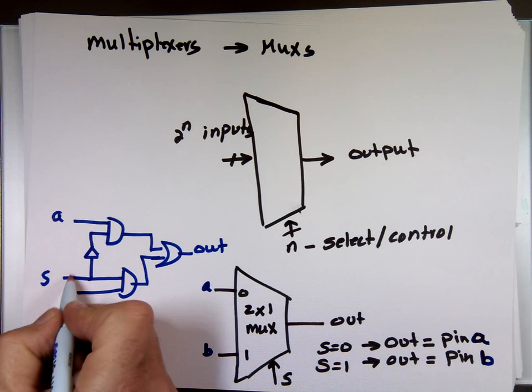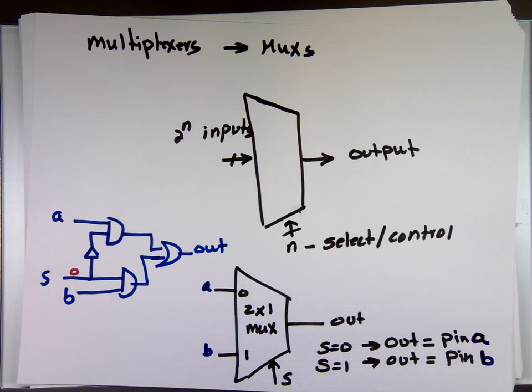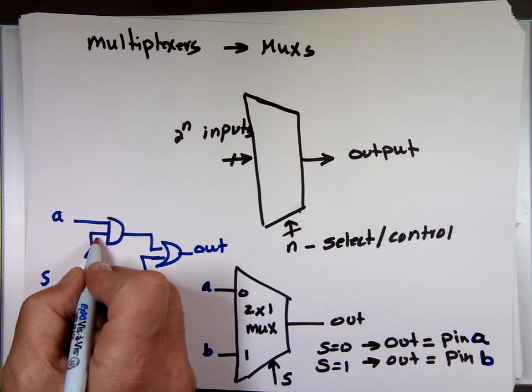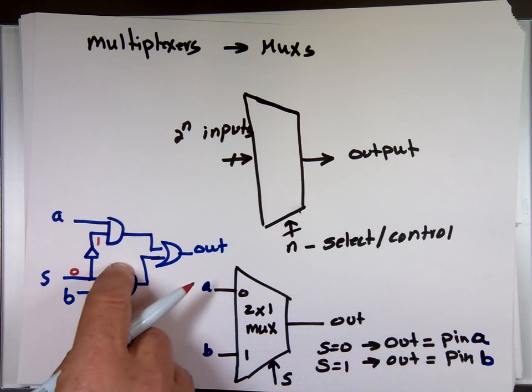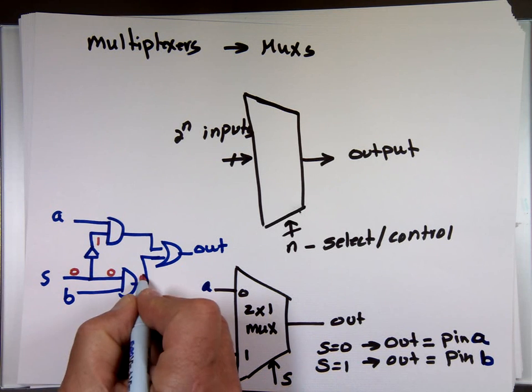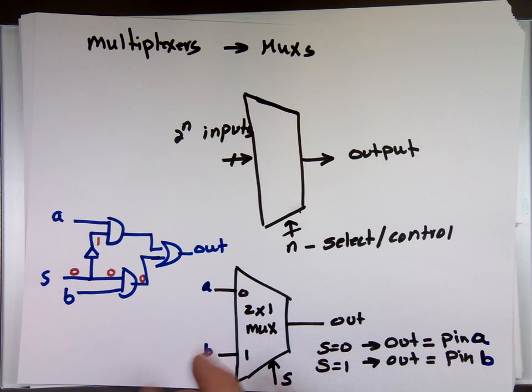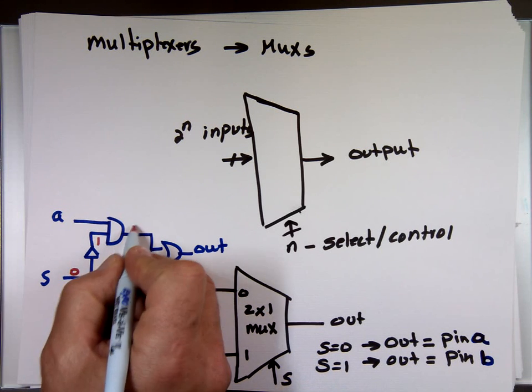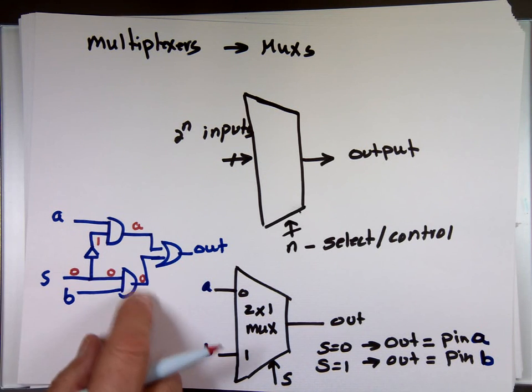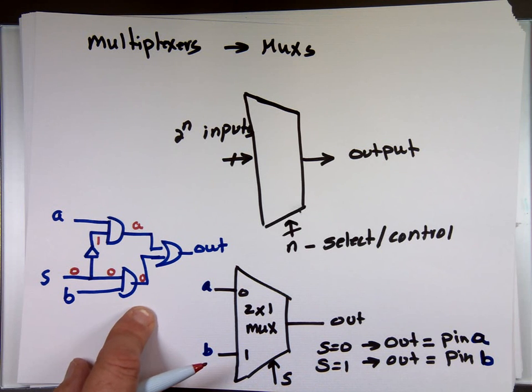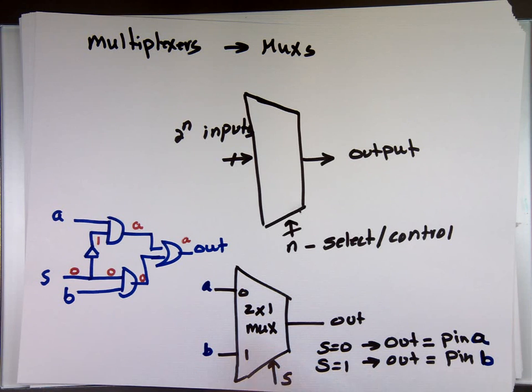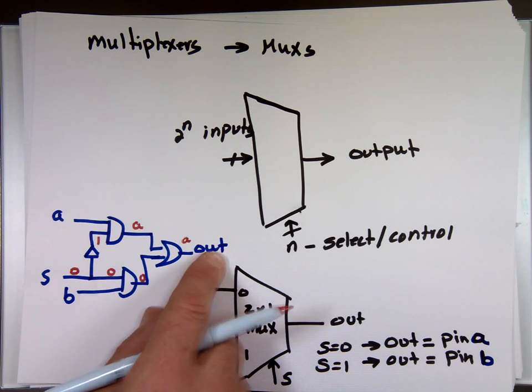When S is 0, this will be a 0 here, and this will be a 1. 0 ANDed with anything is what? 0. 1 ANDed with A is what? A. When you OR A with 0, what's the result? It depends on the value of A. If A is 0, the result is 0. If A is 1, the result is 1. So you can see when S is 0, your output is A.